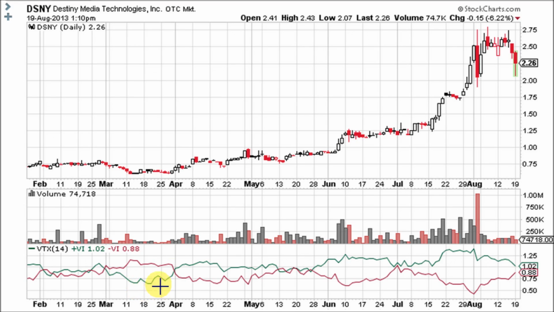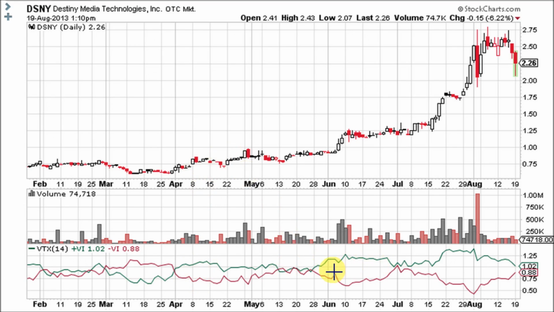The other signals this indicator gives are crossovers of the VI plus through the VI minus, or vice versa. Like right here, we have a bullish cross with plus VI crossing up through minus VI, and they spread apart as the stock moves up.